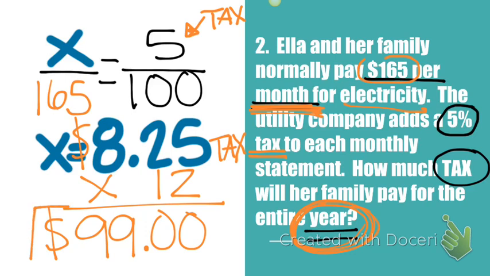So the right answer here is that for the entire year, they will pay $99 in taxes for their electricity bill. That would be a good way to write your full sentence. She paid $99 in taxes for her electricity bill for the entire year. You should add that it was for a year in this.